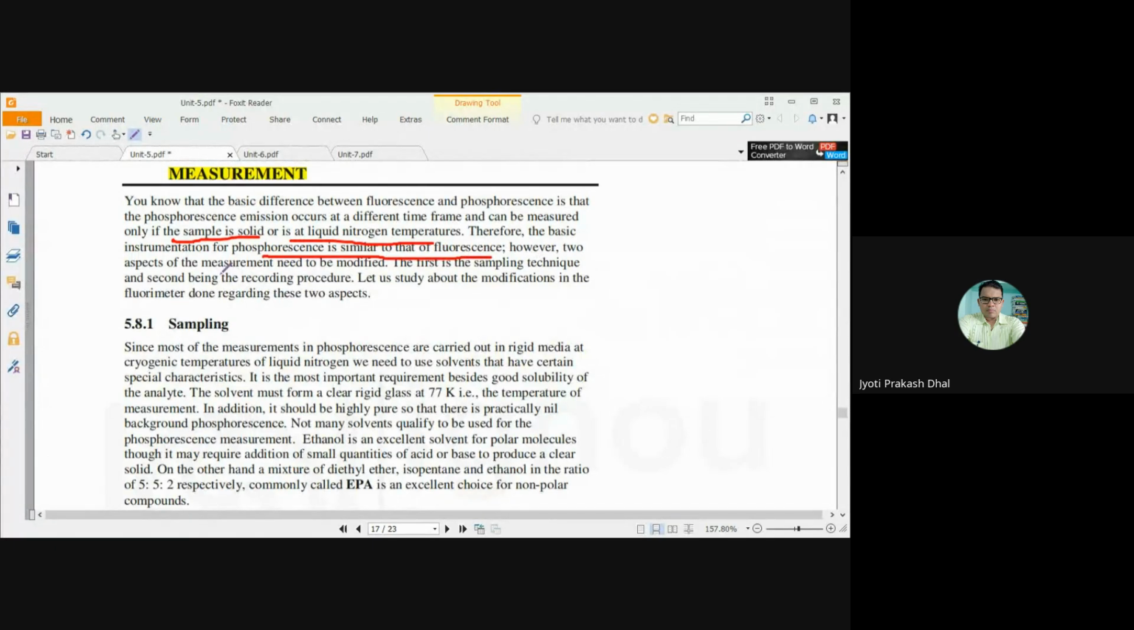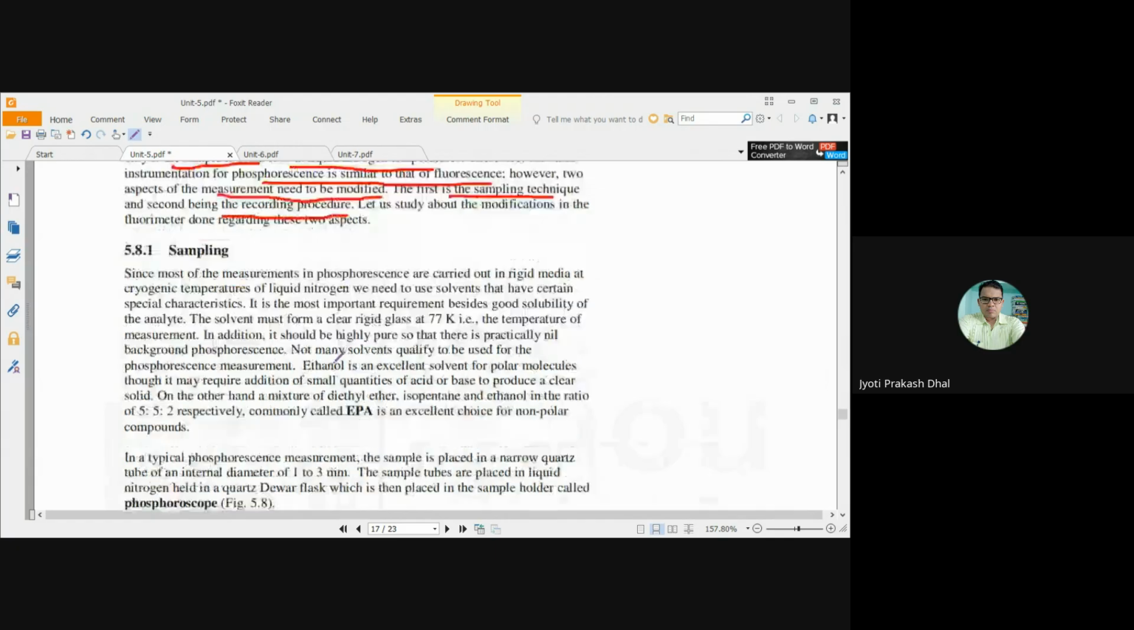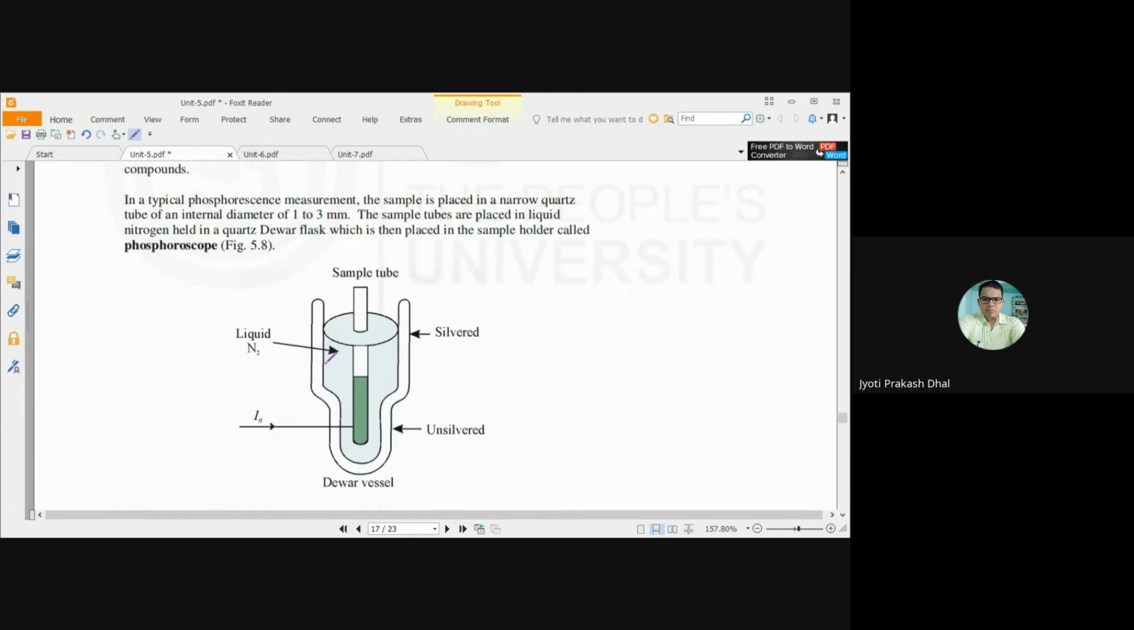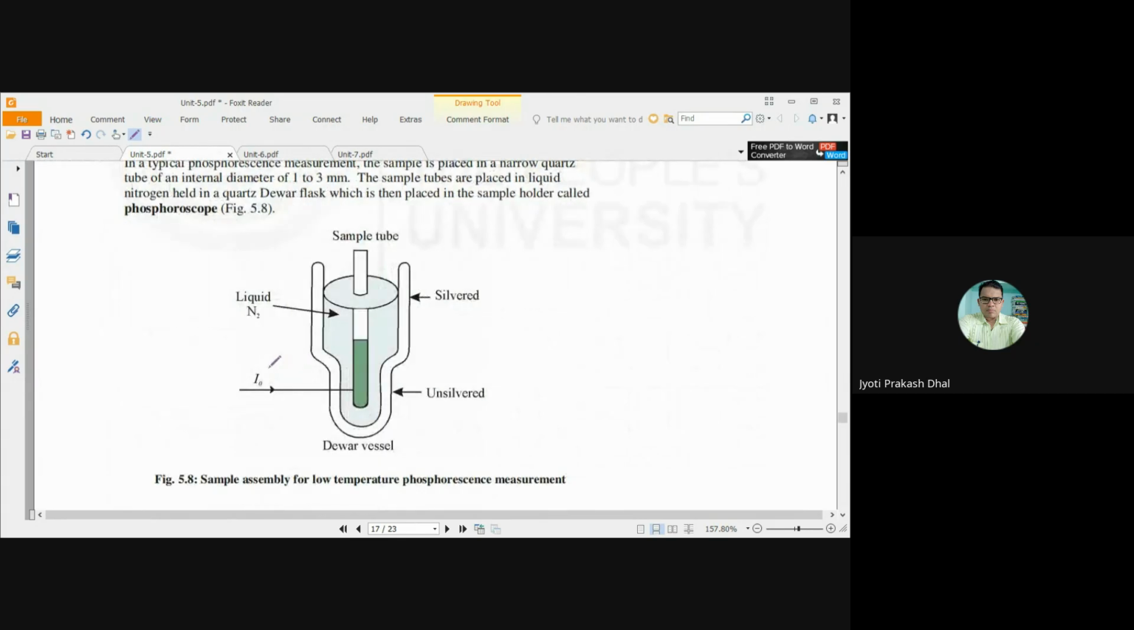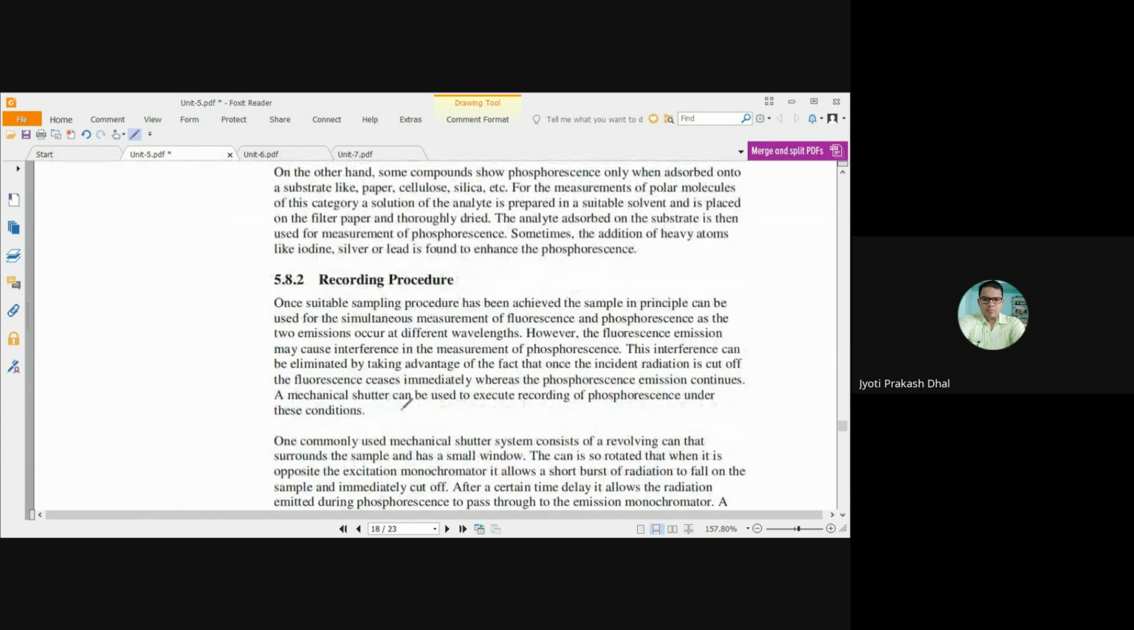However, two aspects of measurement need to be modified. The first is the sampling technique, and the second is the recording procedure. So here is the sampling technique. In the sampling technique, the sample will show phosphorescence at liquid nitrogen temperature. So that's why this is the sample tube that is surrounded with liquid nitrogen, that is at 77 Kelvin.